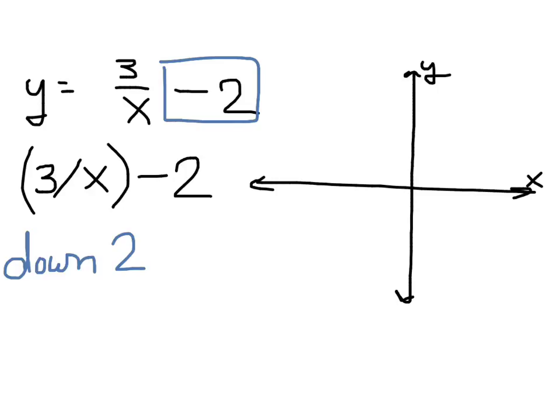Which means 1, 2. I'm going to make a dashed line. Does the dashed line really exist? No. It's just there for a reference. Did I shift it to the left or to the right? No, I did not. And what did it look like again?